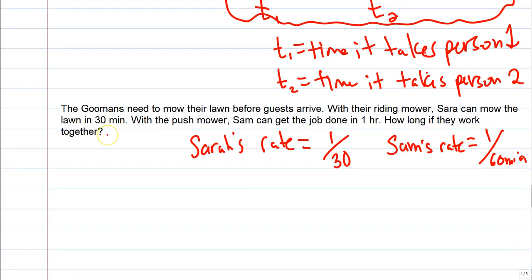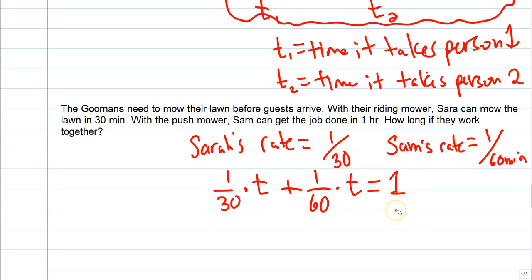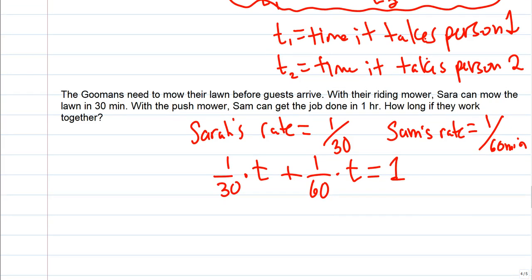We don't know how long it takes for them to work together, but we could combine their rates. Sarah's rate, 1 over 30 times time, plus Sam's rate, 1 over 60 times time, and we want to figure out when will that equal one lawn mowed. If I wanted 2 or 3 lawns, then I would just change this number at the end. They're going to keep it as a 1 in your homework. So how do I solve this?